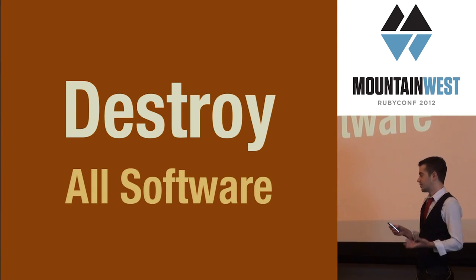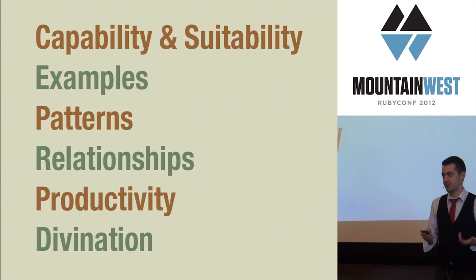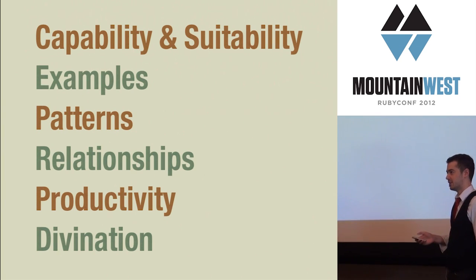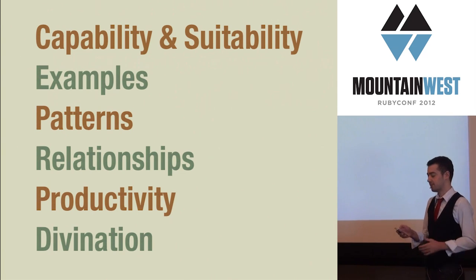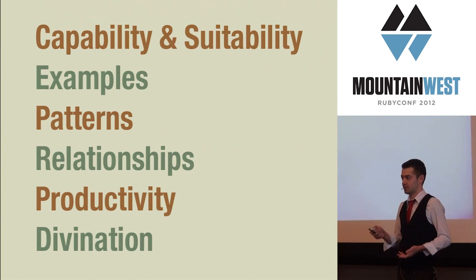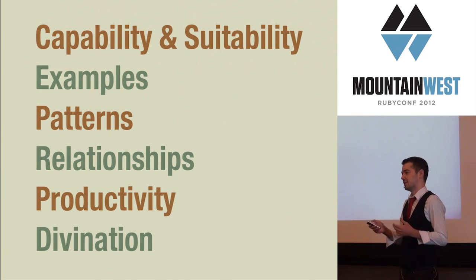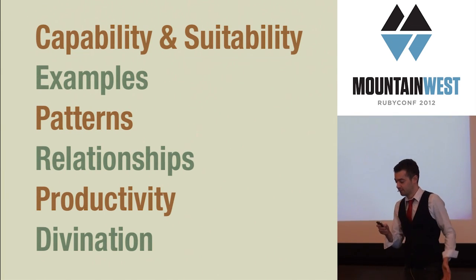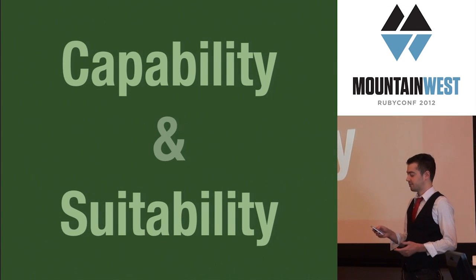And this talk's structure is going to look like this. First of all, capability and suitability. I'm going to define those terms. I will give you some examples of what I mean by those words. Then we'll look at patterns over the history of the industry with capability and suitability. Then the junk drawer. Every talk needs a junk drawer, and this one is about relationships. And then finally, productivity, the word productivity, which I hate, and then some divination about what might happen in the future.